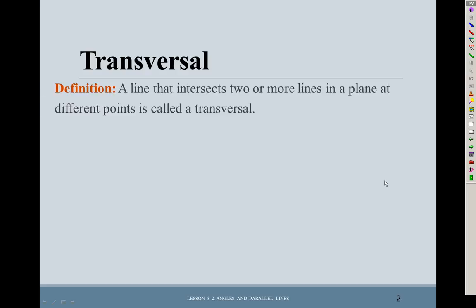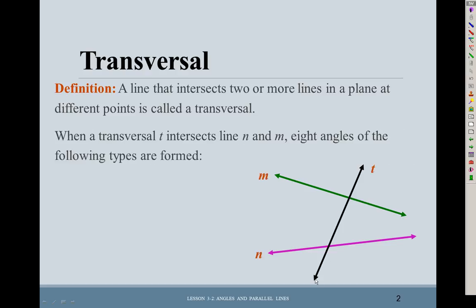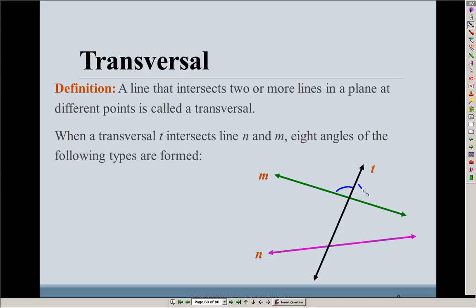So a transversal is a line that intersects two or more lines in a plane at different points. So here we have two lines and a transversal. T is the transversal because it intersects these two lines. And then you have 8 angles that are formed. 1, 2, 3, 4, 5, 6, 7, 8 angles formed.